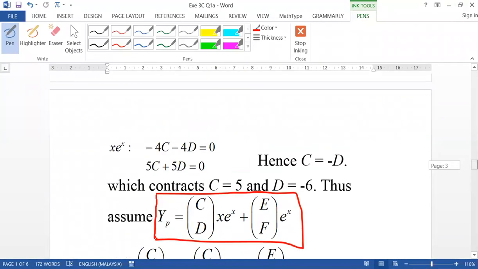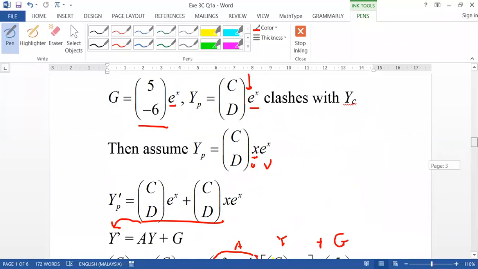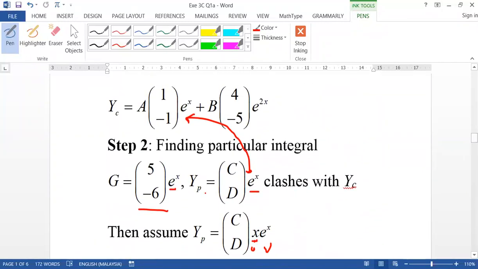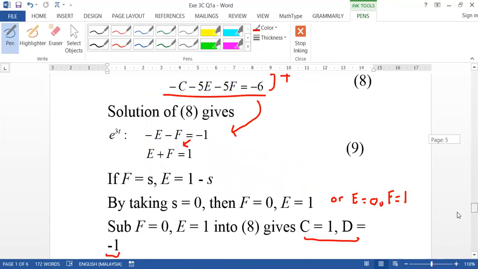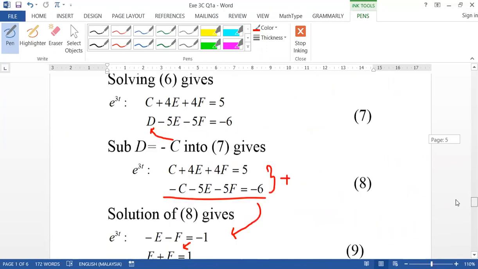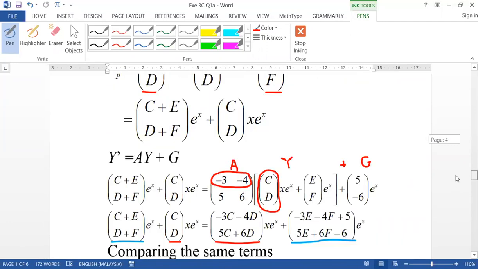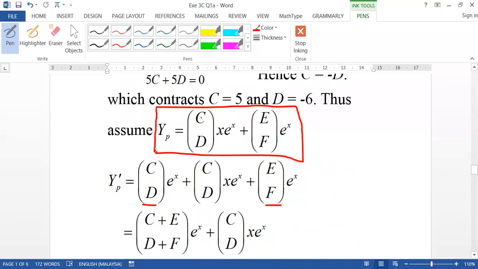That's why, if the exponential terms clash, here this one clashes, if your YP, initially you chose CD exponent x, if clash, you cannot just simply multiply by x only, like what you did in the second order non-homogeneous equation. What you have to do is choose your YP as CD x exponent x plus EF exponent x. Then we redo the same process again.